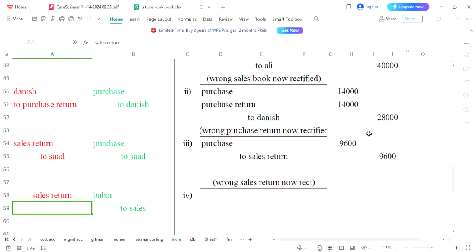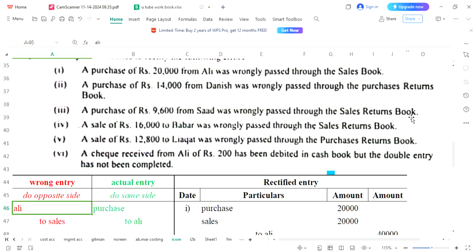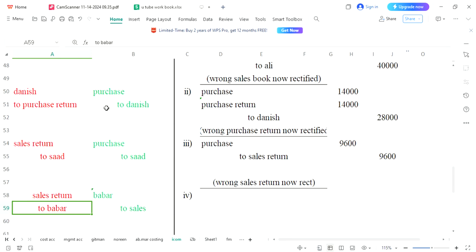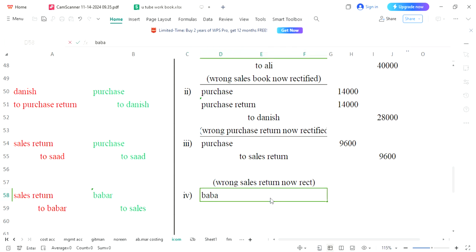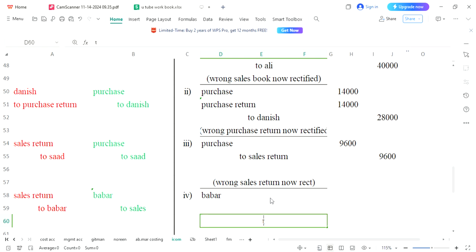Sales return to Babar. Why are we writing both entries? Because the word which is very important is "book". This question is to understand that if the word book is present in your question, both entries are required to be written. As usual, this green entry would be posted as it is because we have not written it. To rectify, we will write Babar to sales.